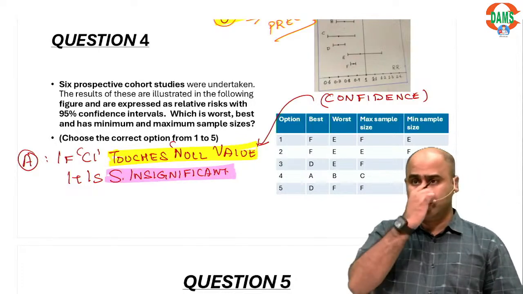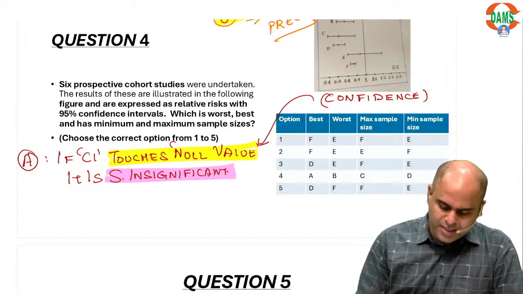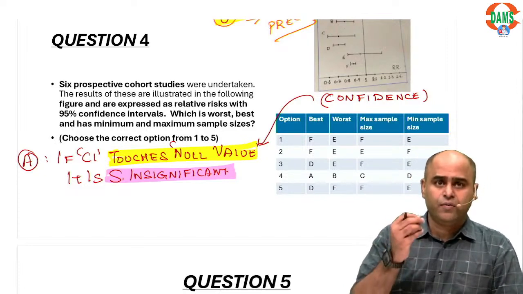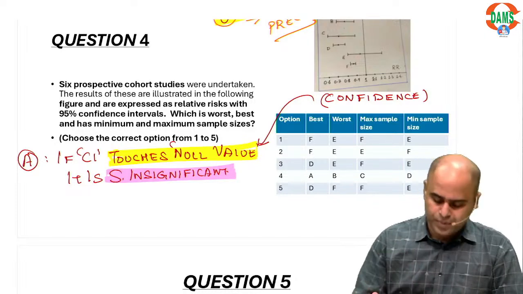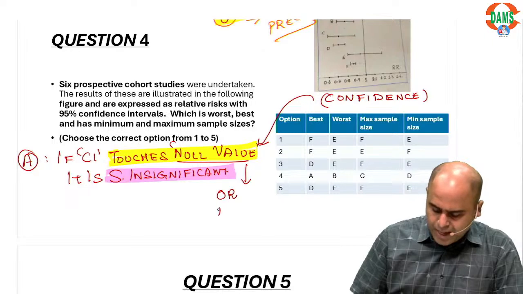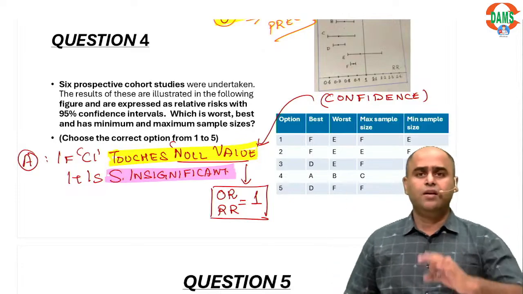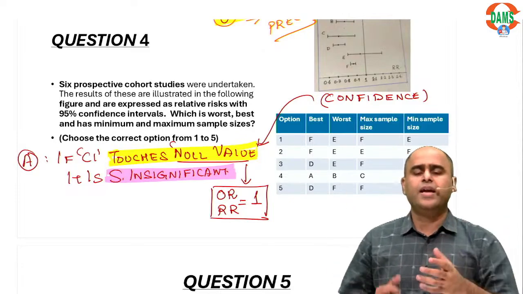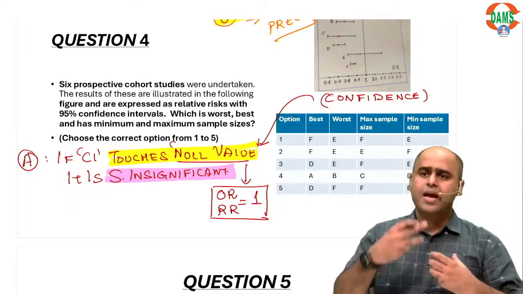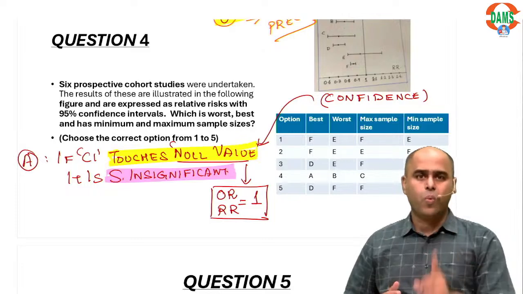Yes guys, done, over. Now when do we say it to be insignificant? When it touches null value. What is null value? When my odds ratio and relative risk is equal to 1. So basically when I drive a car, my null value is 0, 0 gear, I cannot drive a car. Similarly, in epidemiology and statistics, my null value is taken as 1.